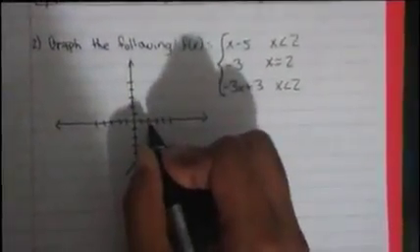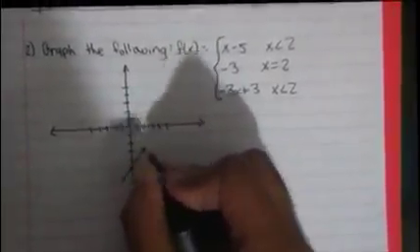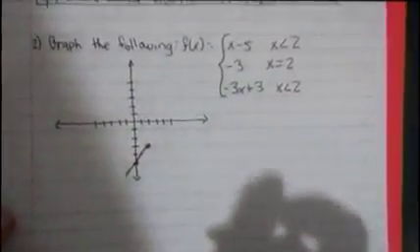So this will be our x minus 5. Next one is negative 3 at x equals 2, so at x equals 2, it will be negative 3, 1, 2, 3. So we found that. Put a dot there. It's no longer an open circle.